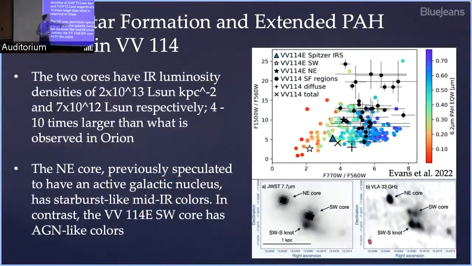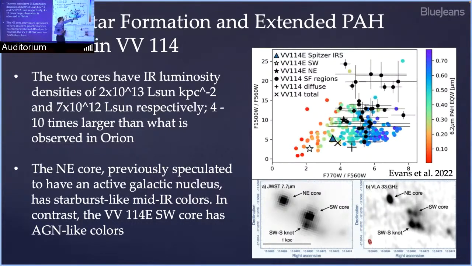And just to highlight that, here is the Spitzer IRS spectroscopy of the entire GOALS sample. The way to read this is that a low 6.2 micron PAH equivalent width is indicative of an AGN. And here is where the southwest core of the eastern nucleus lies. It lies right in this area where we see all of these strong AGN in GOALS.